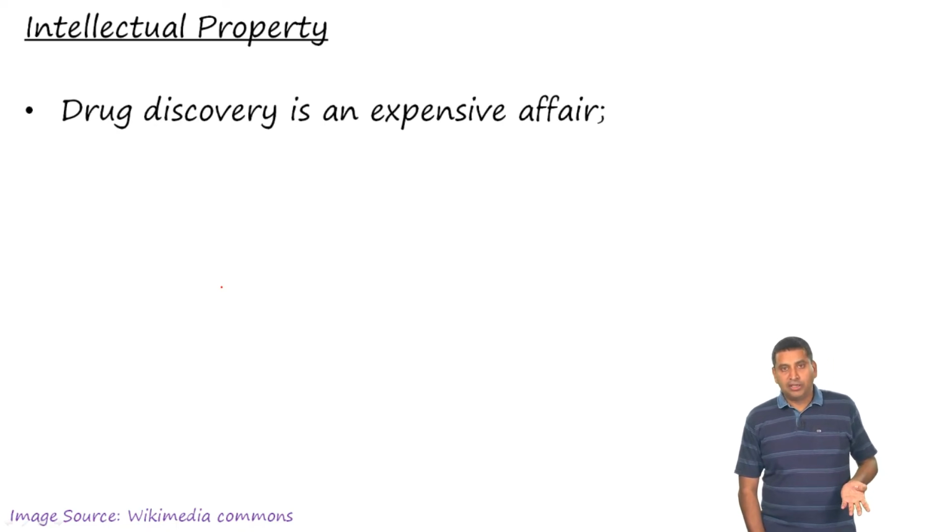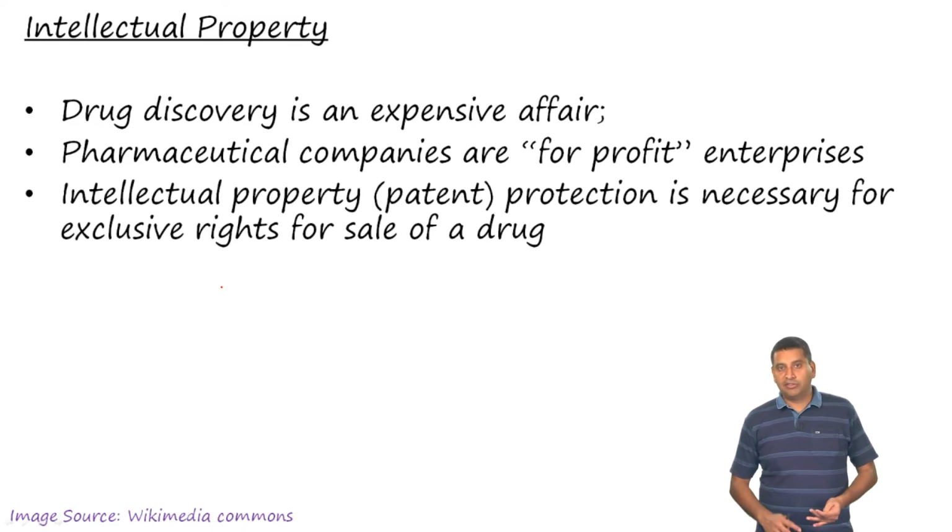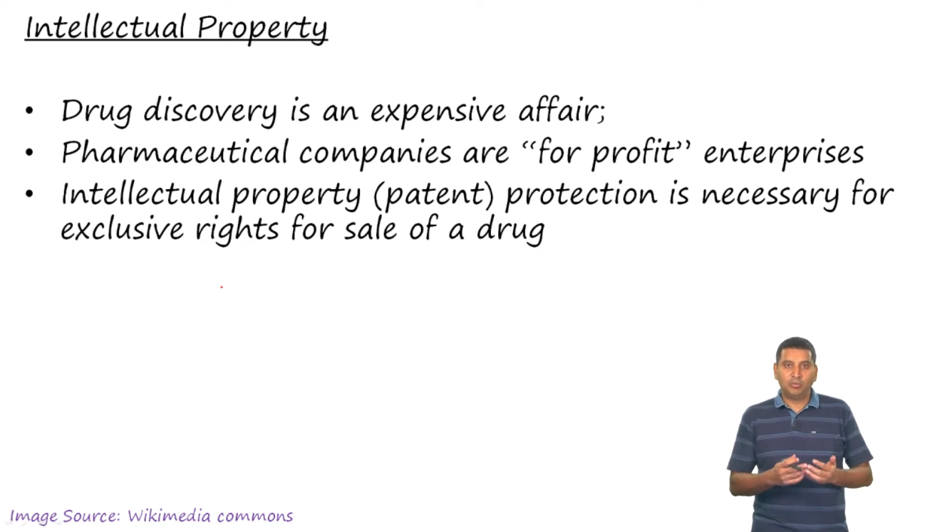Okay. Now, the next part is intellectual property. Drug discovery or lead discovery is a very expensive affair. We would typically make thousands of molecules, and we would have a number of tests that are carried out. We would also carry out animal experiments. We would also carry out other experiments which are quite expensive, and pharmaceutical companies are for-profit enterprises, and they are answerable to their shareholders and therefore, intellectual property protection is necessary for the pharmaceutical companies to be able to make a profit out of developing a new drug.